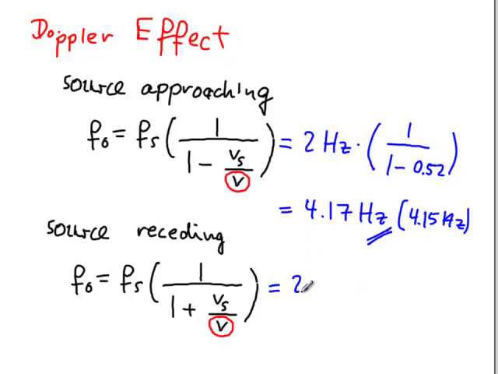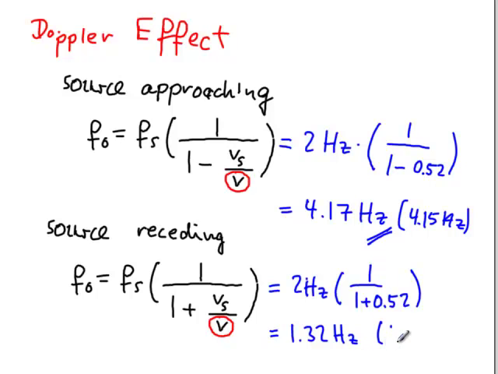And that was 2 hertz times 1 divided by 1 minus... plus 0.52. When I put that into my calculator, I come up with 1.32. Rounded, it should be 1.3, of course, two significant figures, and that's exactly what they showed us in that applet, 1.32 hertz. So that one is right on.